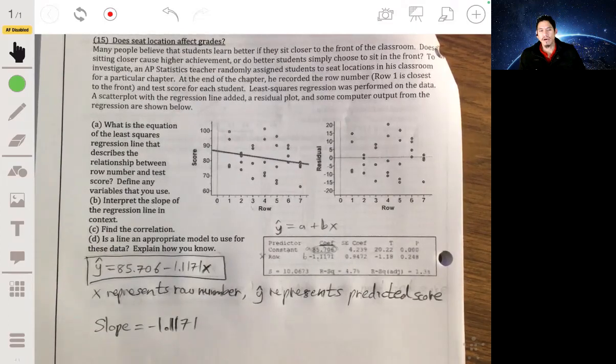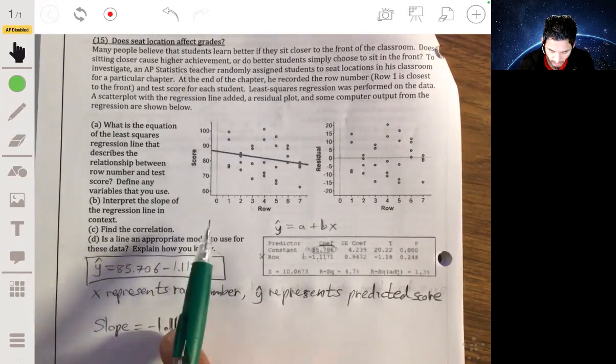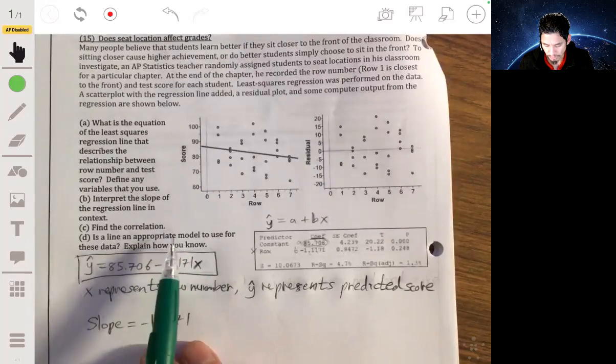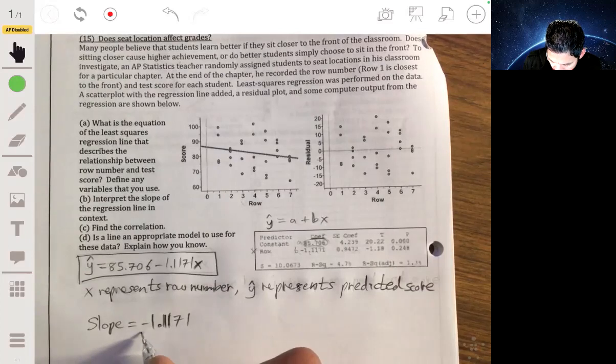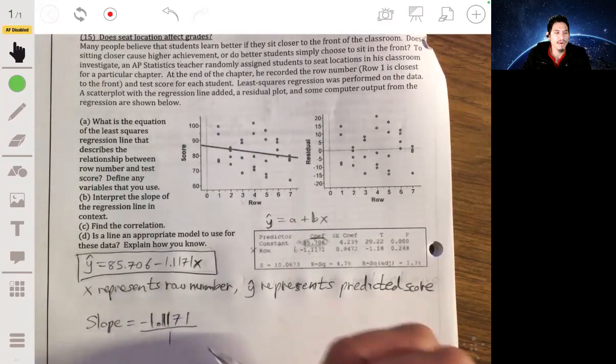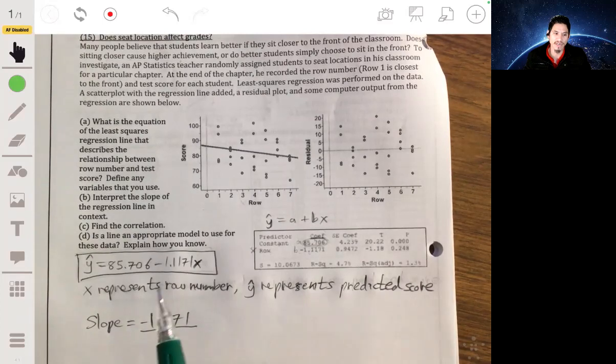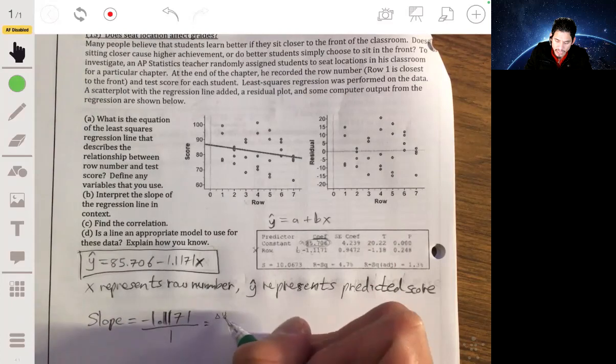You don't just say, oh, it describes the row. No, it describes how the score changes in terms of the row. You have to be very specific. It does matter. So remember, when it's simply just a number, it's always technically a fraction because you can write any number over one. Just remember what you learned from algebra. If you need a little refresher, remember it's change in y over change in x.